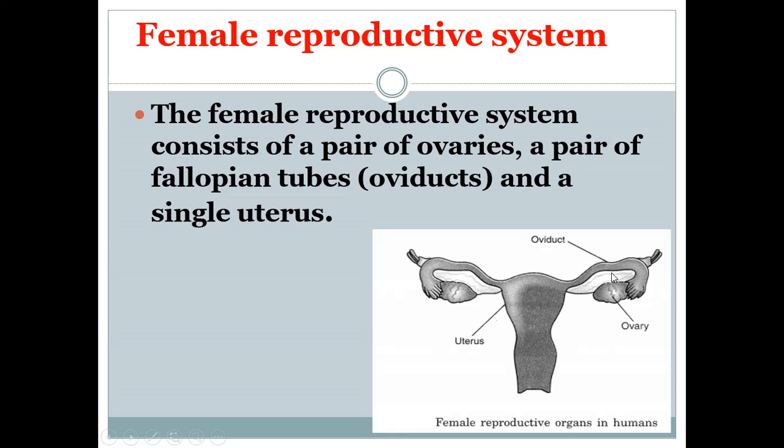So there is a pair of fallopian tubes, and there is a bag-like structure called the uterus, only one single uterus in the female reproductive organ.